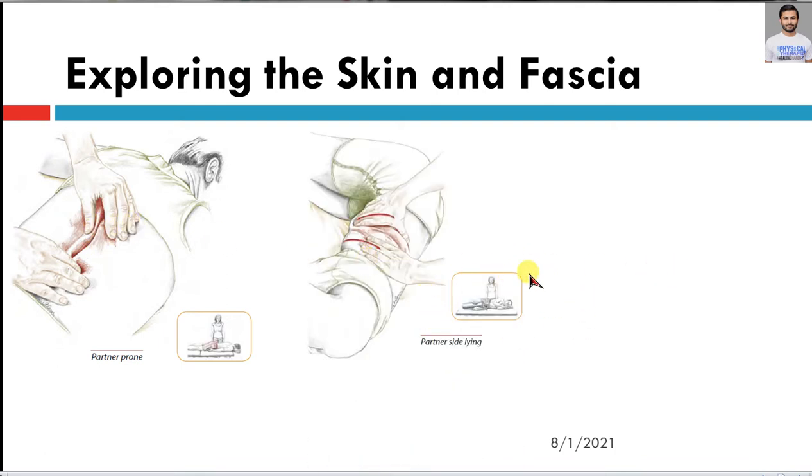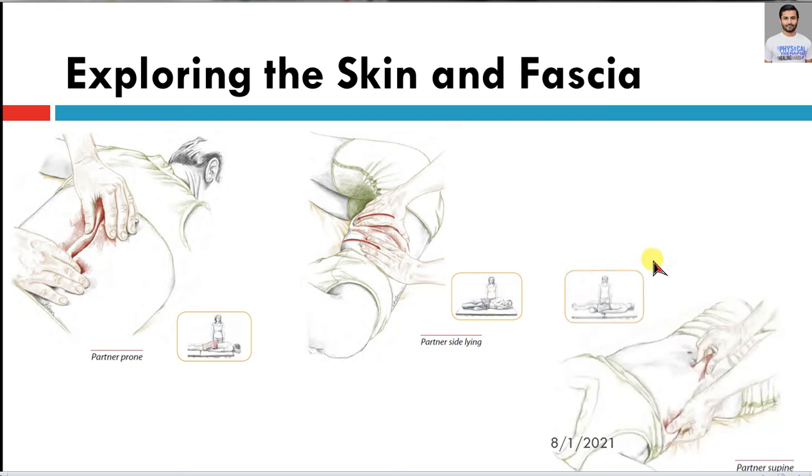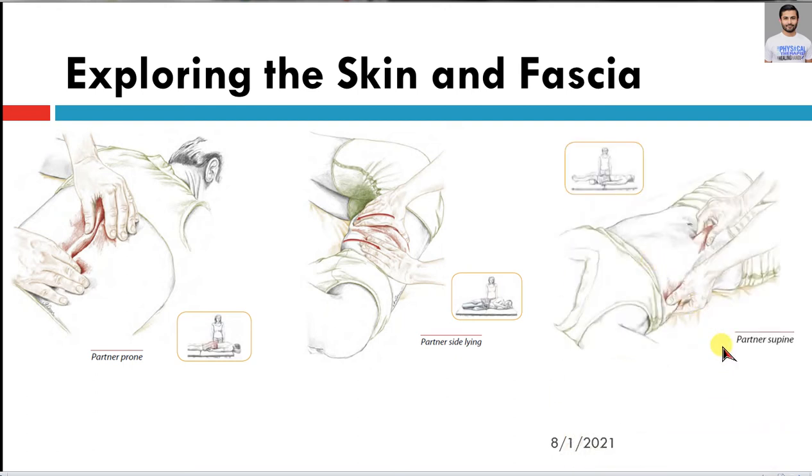In the side lying position, we can feel for the mobility. The mobility is relatively good in both directions, either anterior or posterior. On the anterior aspect, on the abdominal wall, you can also find some mobility of the skin, and this will be more as compared to the posterior side.